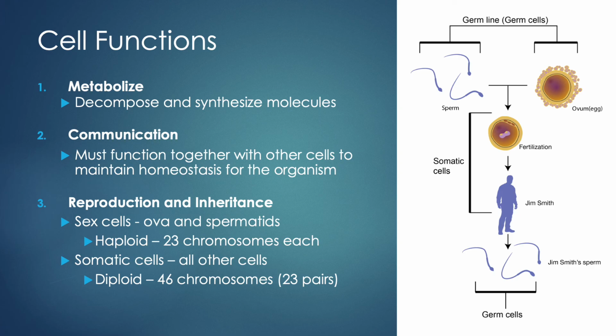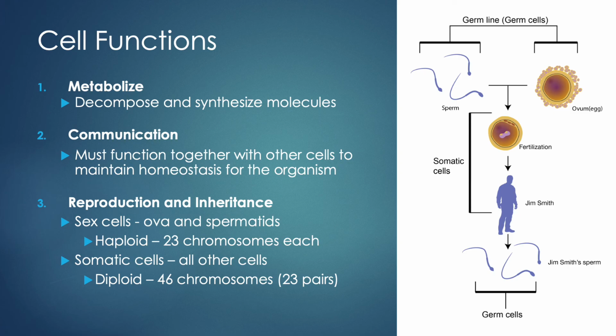And then lastly, they reproduce and they also inherit things, right? So all of our cells in our body are going to come from just two cells, and that is the ova that we obtain from our mother and the spermatid from our father. And so those two cells specifically will come together and, of course, reproduce to form an embryo, then a fetus, and a baby, right? So those individual cells, the ova and the spermatid, those are called haploid in that they only have 23 chromosomes each.